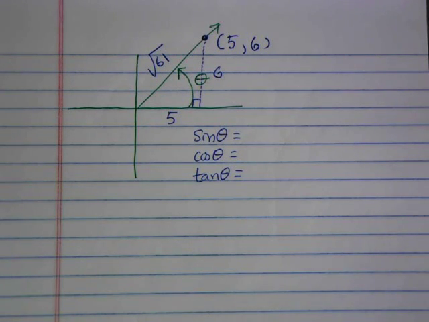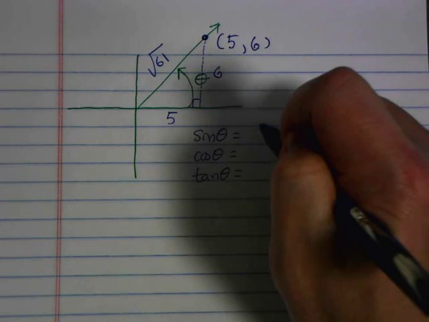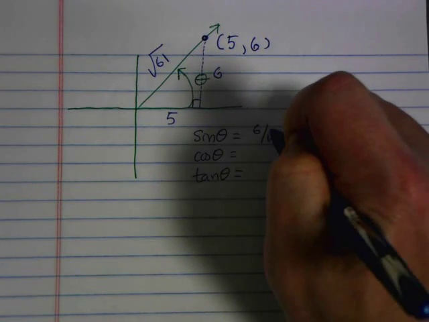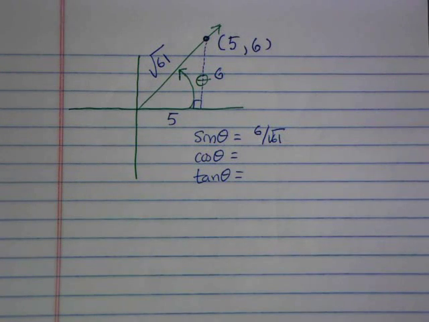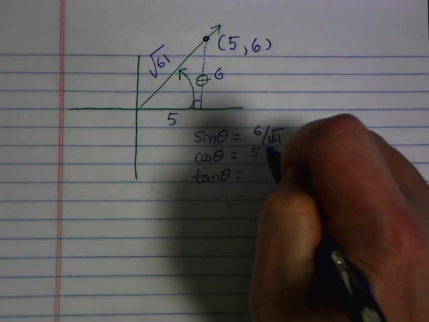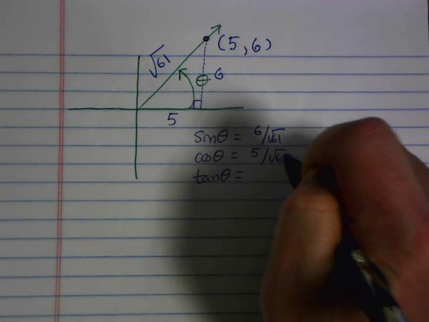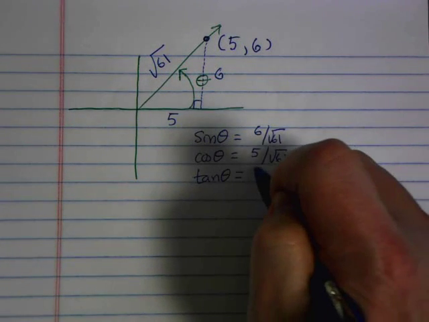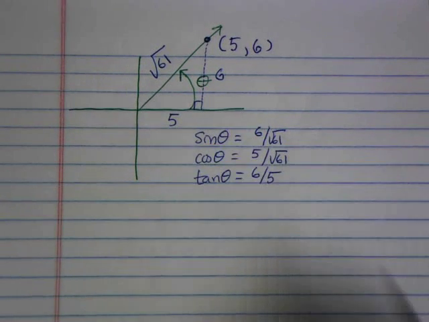Okay. So what's the sine of that angle? Sine is opposite over hypotenuse. Cosine is adjacent over hypotenuse. Tangent? Opposite over adjacent.